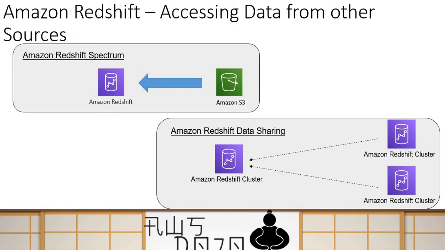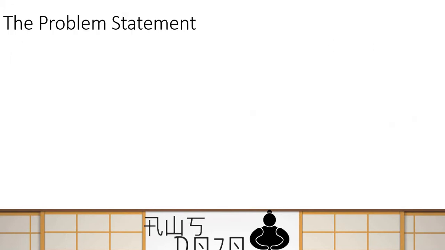But today I want to continue this story of accessing data from Amazon Redshift, and we want to talk about how federated query can be used to access data from a PostgreSQL server to Amazon Redshift. Okay, so let's talk about a problem statement.